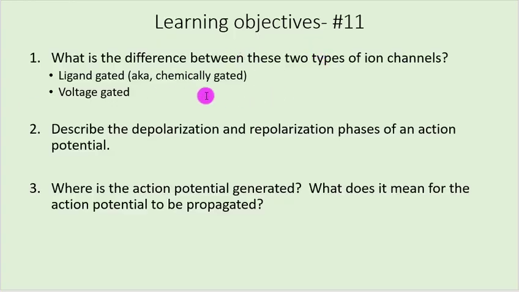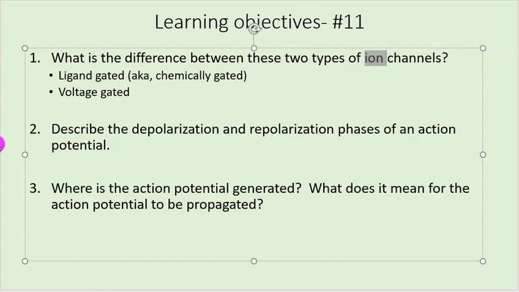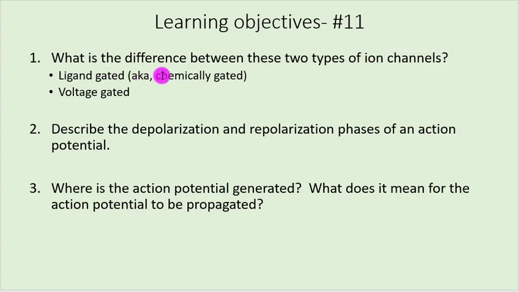This is muscle video number 11, and this is the second of our action potential series. Here are our learning objectives. Number one, what is the difference between these two types of ion channels? Keyword here is that they're ions. There's ligand gated, also known as chemically gated channels, as well as voltage gated.